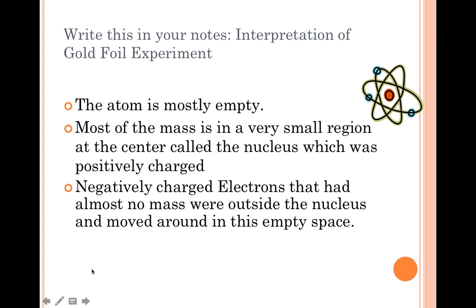So you should write this in your notes under Rutherford. Based on the gold foil experiment, he said that the atom is mostly empty space. Most of the mass is in a very small region at the center called the nucleus, which is positively charged. And negatively charged electrons that had almost no mass were outside the nucleus and moved around in this empty space. So our modern basic picture of the atom came into play in the early 1900s.